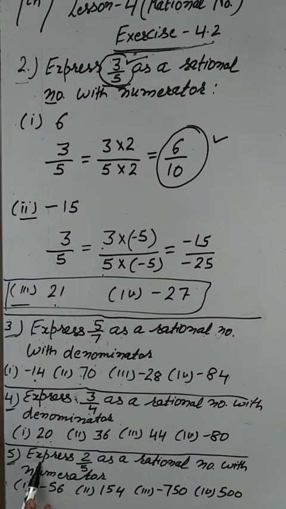And fifth question, express 2 upon 5 as a rational number with numerator minus 56. So here numerator is 2, and you want to change 2 into minus 56. So with what number do you have to multiply 2? With minus 28. So you have to multiply 2 with minus 28, and 5 also with minus 28. Similarly try second, third and fourth part.